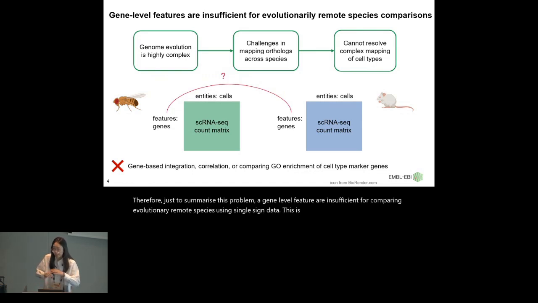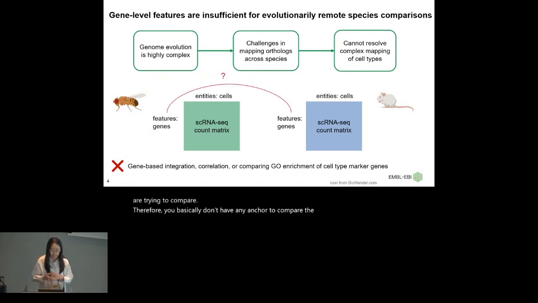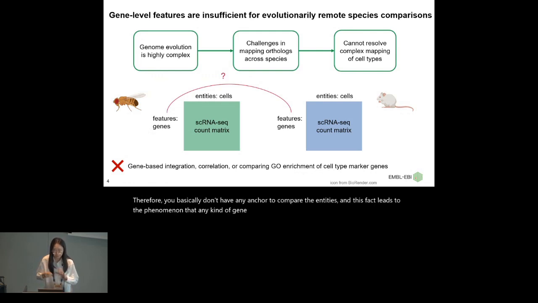This is because at such a long evolutionary distance, the genome has undergone complicated changes, with genes getting duplicated, getting deleted, or the gain of a completely new gene. This creates a very incomplete mapping between the features in the two single-cell count matrices you are trying to compare. Therefore, you basically don't have any anchor to compare the entities. This leads to the phenomenon that any kind of gene-based integration, correlation, or even just comparing functional enrichment of cell type marker genes at such an evolutionary distance simply doesn't work.